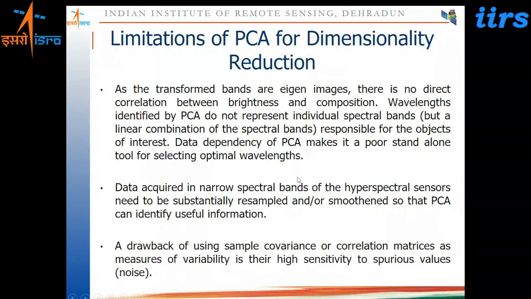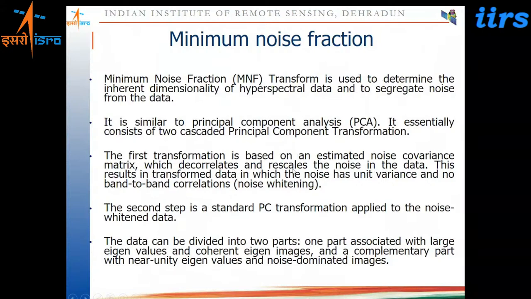A new method has been derived, a little advancement over PC, and this process is known as the minimum noise fraction. What do we understand by the minimum noise fraction? As the name suggests, the noise fraction, or the noise present in the data, is minimized.